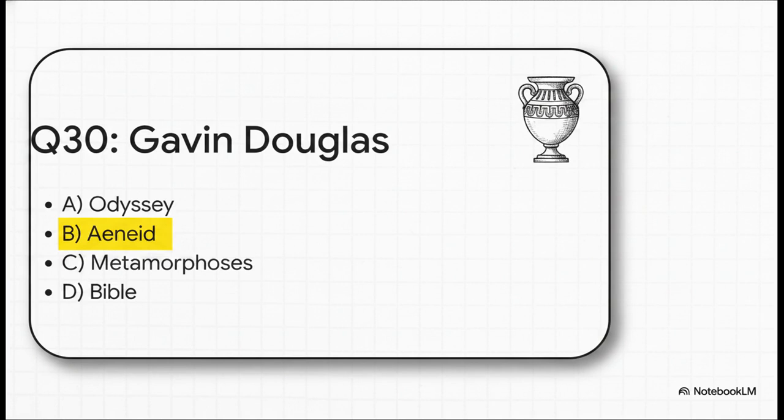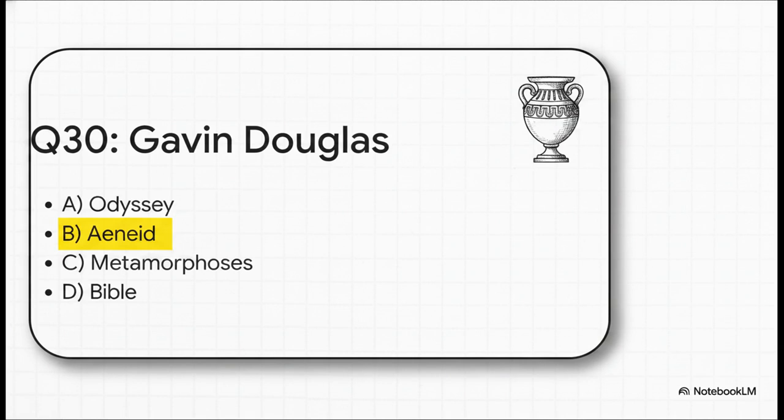And our final quiz question on translations, question 30. Gavin Douglas, Bishop of Dunkeld, completed a notable translation of which work in 1513? A. The Odyssey, B. The Aeneid, C. Metamorphoses, or D. The Bible? The correct answer is B. The Aeneid. The 1513 date perfectly aligns with Douglas's monumental literary effort translating this absolute classic while serving as the Bishop of Dunkeld.